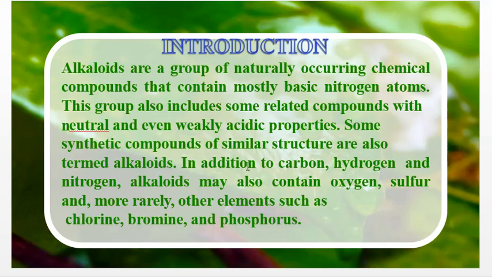Let's introduce what alkaloids are. Alkaloids are a group of naturally occurring chemical compounds that contain mostly basic nitrogen atoms. This group also includes some related compounds with neutral and even vaguely acidic properties. Some synthetic compounds of similar structure are also termed alkaloids. In addition to carbon, hydrogen and nitrogen, alkaloids may also contain oxygen, sulfur, and more rarely other elements such as phosphorus, bromine, and chlorine.